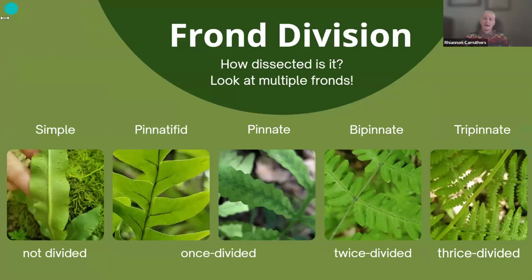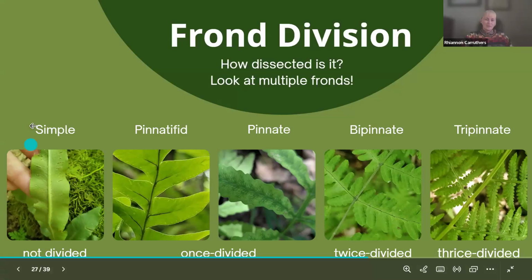Frond division. So how dissected is it? This is the part that can get a little complicated. Again, look at multiple fronds and make sure that whatever fronds you're looking at are from the plant you're trying to identify. We ran into something where I was looking at one frond and my trail partner was looking at another one, and we were debating whether it was bipinnate or tripinnate. Then when we traced it back, there were two separate ferns that were just growing right next to each other. So make sure that you are IDing the same fern.